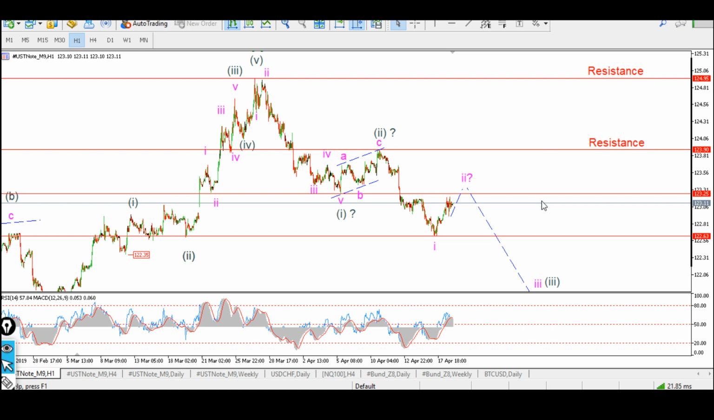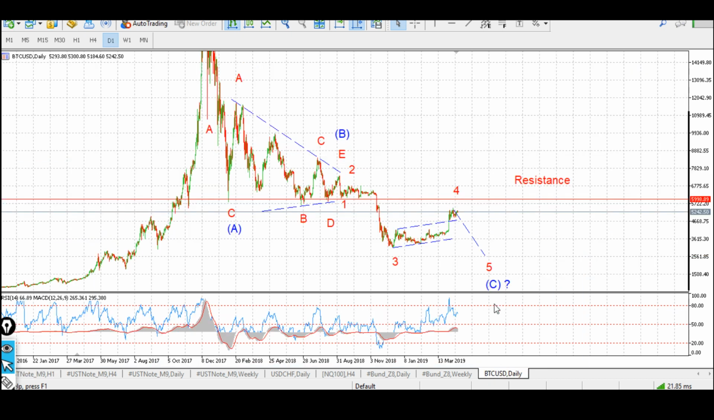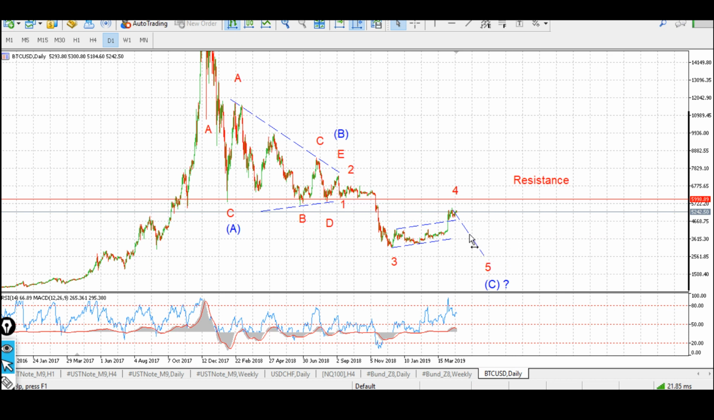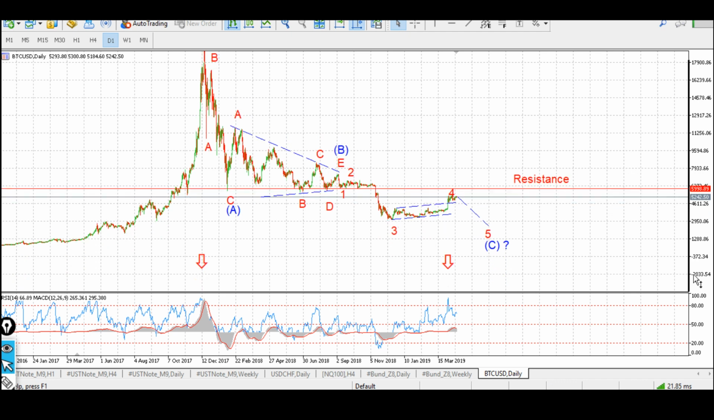Okay, I think that closes it out. That's the 9 markets done. I might have a quick look at Bitcoin. I introduced this Bitcoin count recently. I know some of you guys do trade Bitcoin. I was looking for a 4th wave here. This is the daily chart from the all-time high.